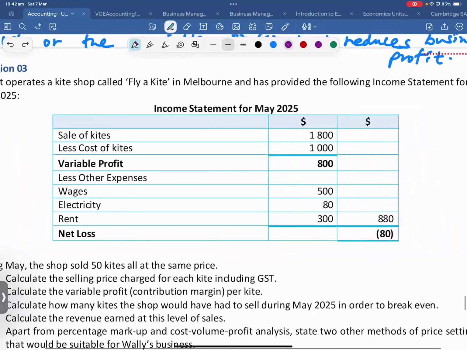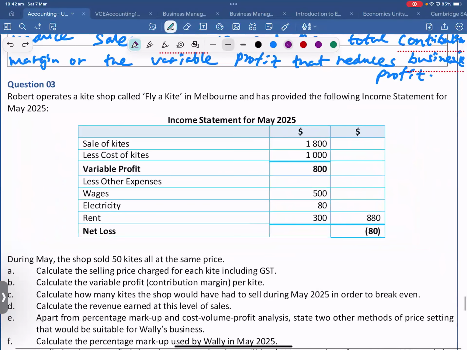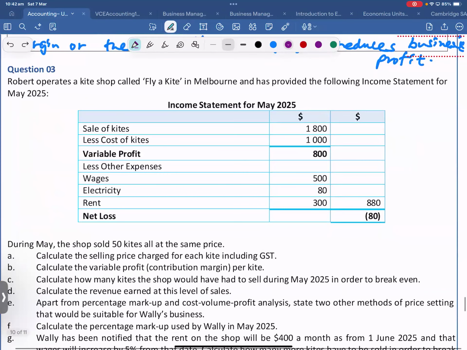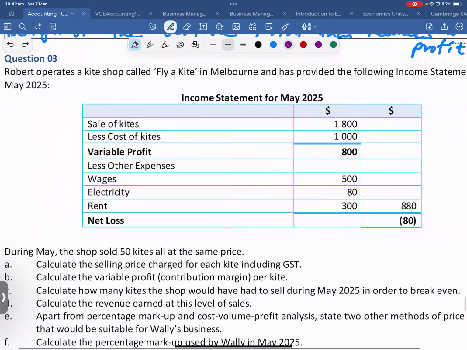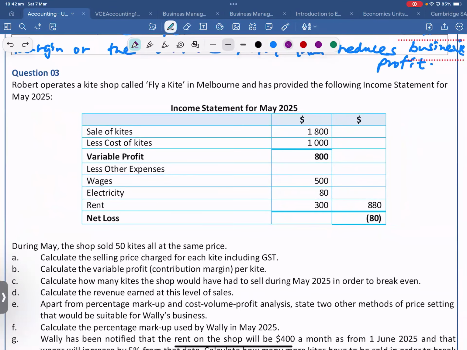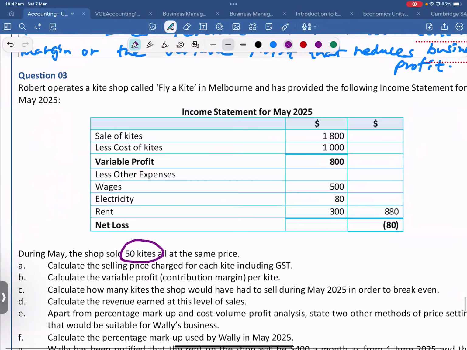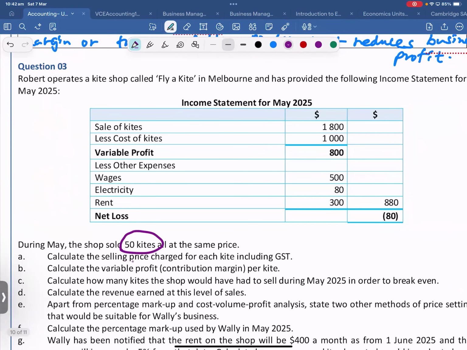Now see, this one is fly a kite, right? And then during the show, how many kites did they sell? 50, yes. So they have sold 50 kites. Now they're asking firstly, calculate the selling price per kite, including GST.